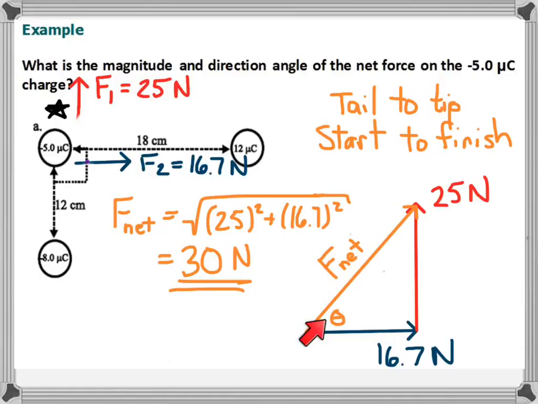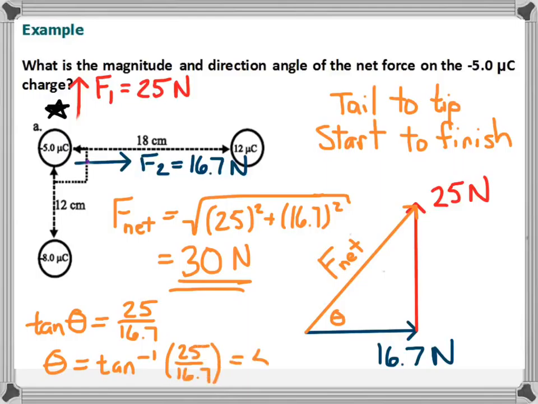Now, how do we figure out what this angle is? Well, we can use our trig functions, and the vectors that were given to us were the opposite side and the adjacent side. And if I remember right, opposite over adjacent gives me tangent. So the tangent of that angle has to equal the opposite over the adjacent. If I want to solve for theta, I take the inverse tangent on both sides. So I get theta equals inverse tangent of 25 over 16.7. And then when I figure what that number is in degrees, I get 56 degrees. So this is a 56 degree angle.